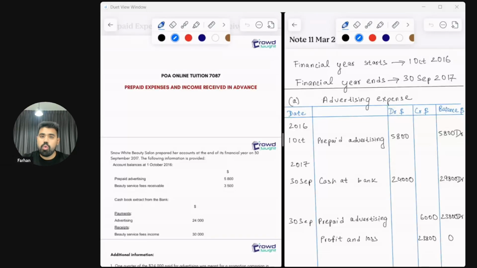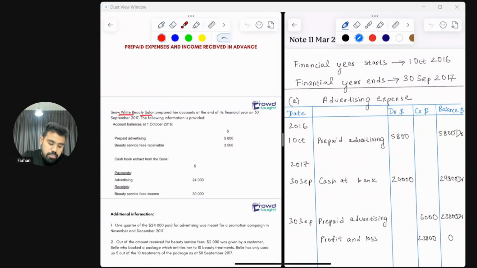Today we have a question where we are practicing prepaid expenses and income received in advance. As usual, you'll see the question on the left hand side of your screen, and on the right hand side we'll have all the workings which I'll go through step by step. What I need you to do now is focus and follow through the entire content for an excellent understanding. So let's begin.